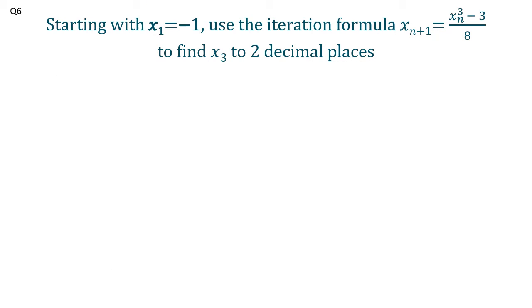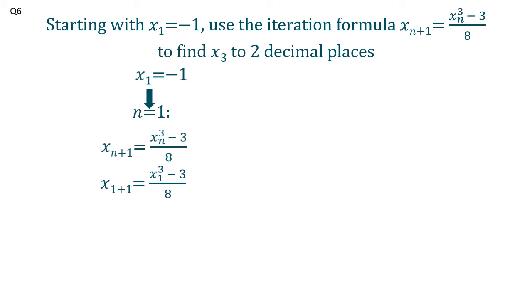We've been given x1 equals minus 1 in the question, so we know n equals 1. Substitute all the n's for 1 in the iteration formula. We know 1 plus 1 equals 2, so we can see that we're calculating x2. As we were given x1 equals minus 1, we can substitute that in. We can see that x2 equals minus 0.5.